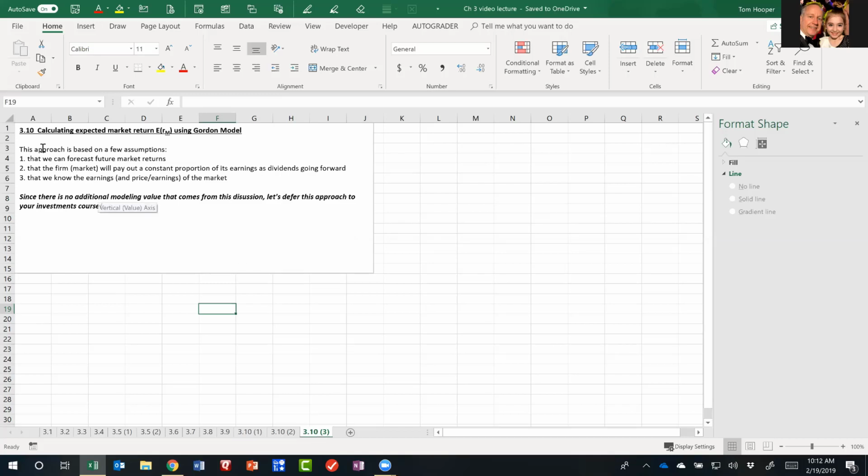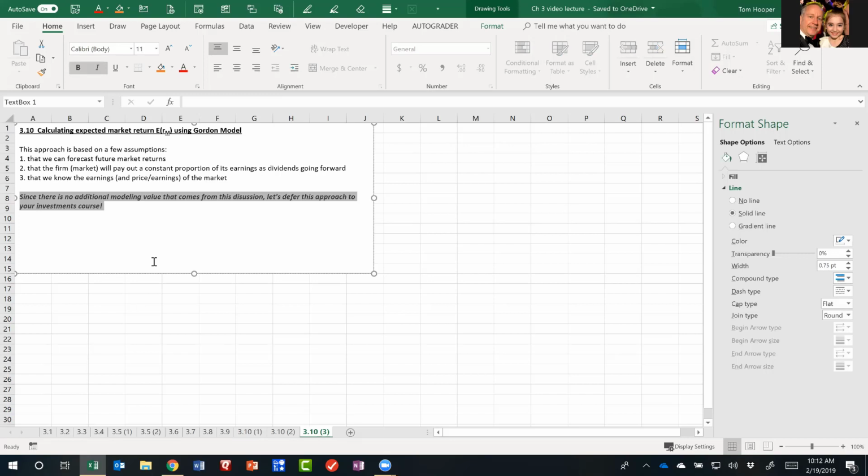As I say here, there's really not a lot of additional modeling value we're going to get out of section 3.10. It's just using the same equations that you've used before, and this is really more of an investments course discussion about whether you can apply that to the broader market.